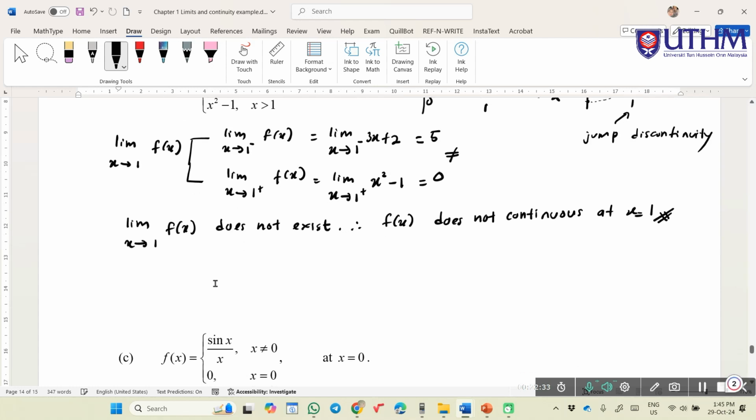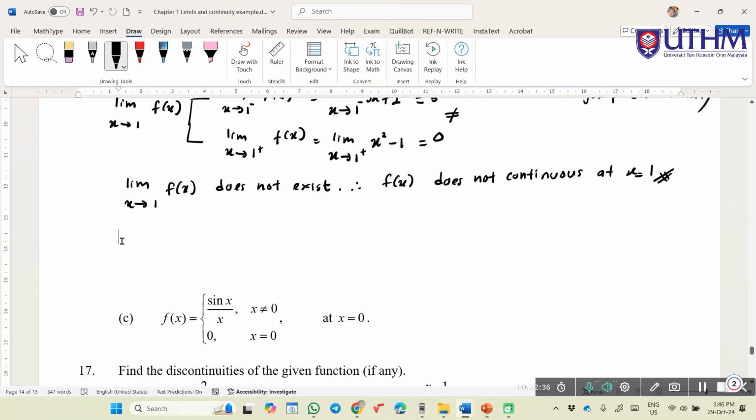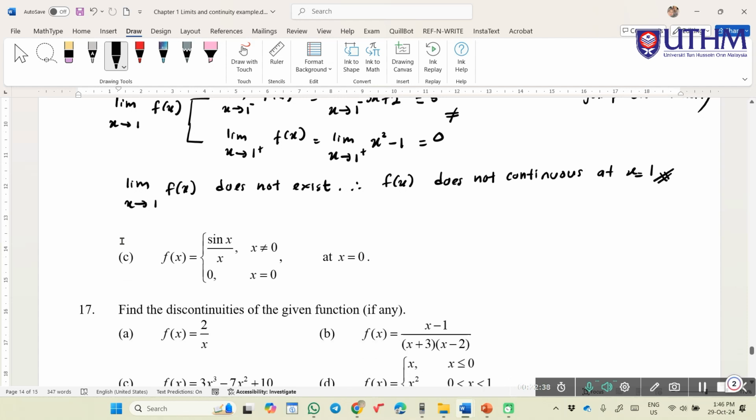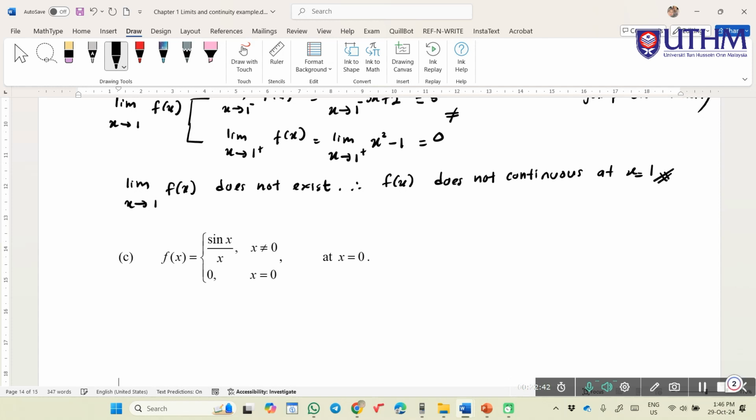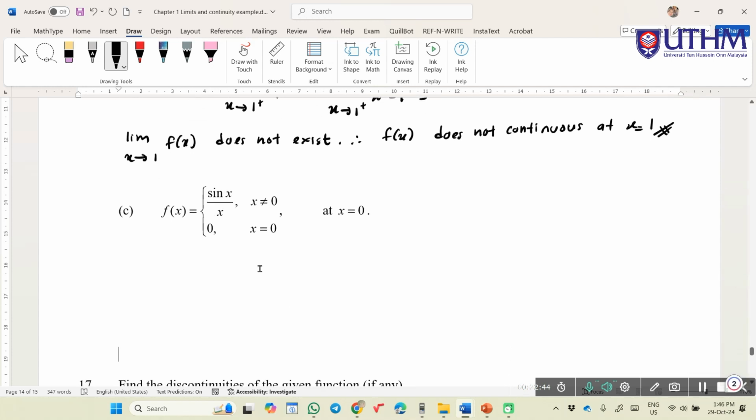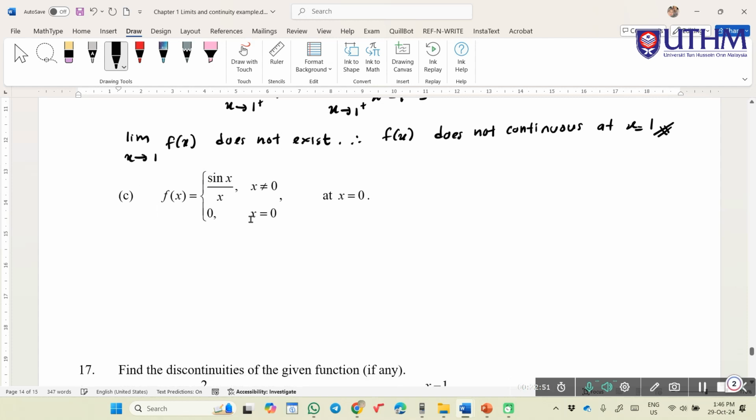For example C, it is also a piecewise function, but this time the piecewise function contains the trigonometric function sin x. So be careful about the limit of the trigonometric function. For this kind of function, we don't want to sketch the graph. It's quite difficult to sketch sin x over x.